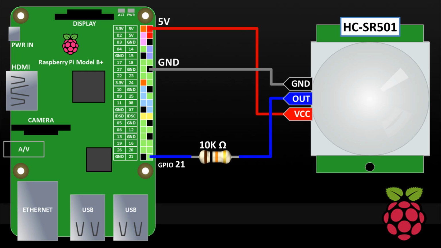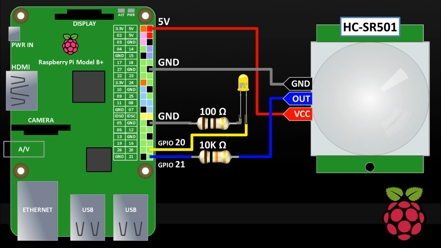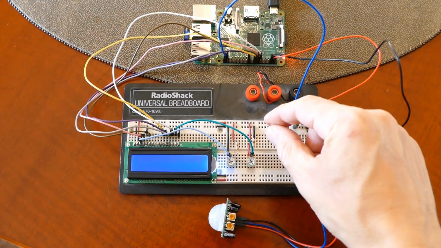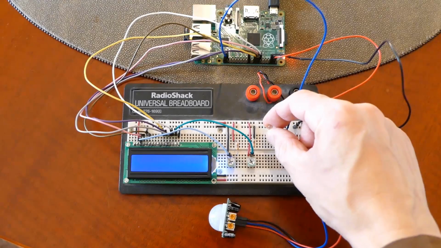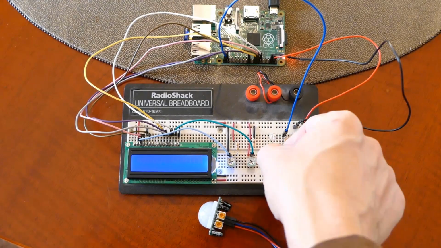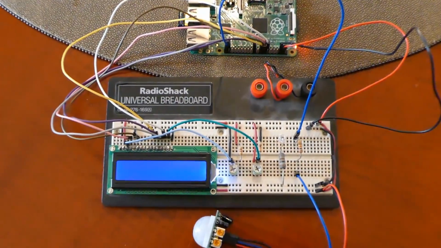Now let's make one small improvement. I'd like to add an LED as a supplemental motion indicator. LEDs can be run from any GPIO pin. I'll use GPIO 20. A 100 ohm resistor is required in series to limit the current to the LED. On the breadboard, I plug in an LED. I connect the cathode to ground with a 100 ohm resistor, then I patch the anode pin to GPIO 20.